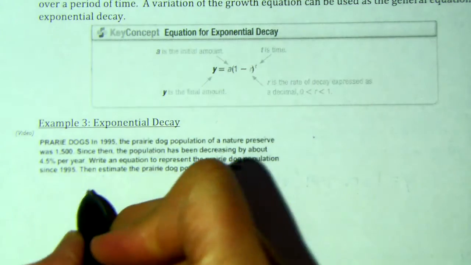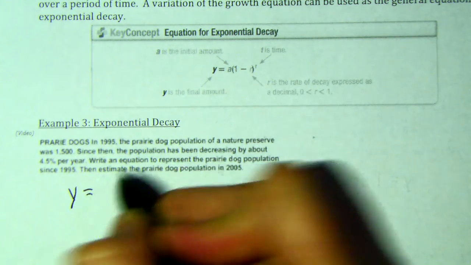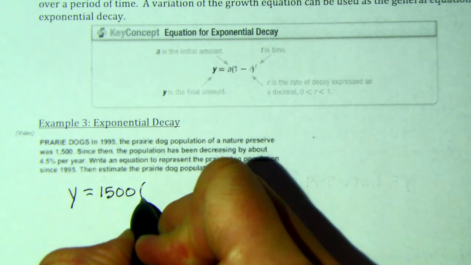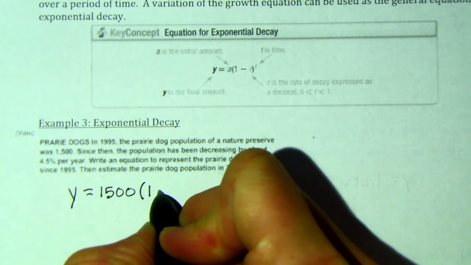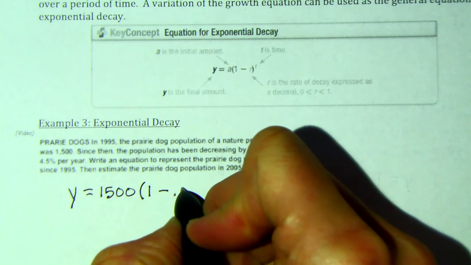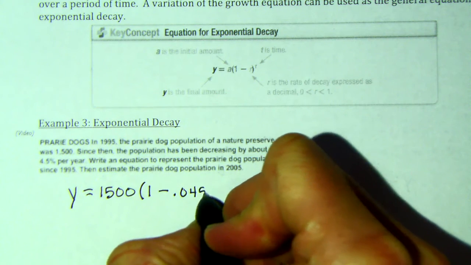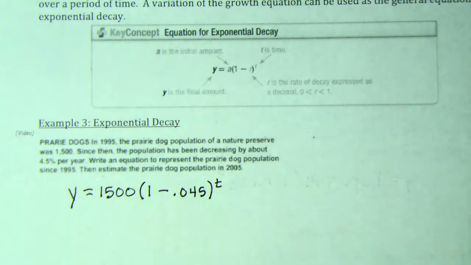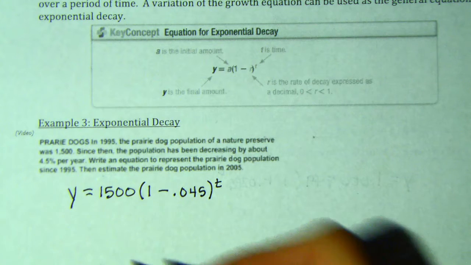So our equation is going to be the initial amount, 1,500, times 1 minus 4.5%, so 0.045 in parentheses, and I'm just going to leave it T up there. So now we have to take 1 minus 0.045.